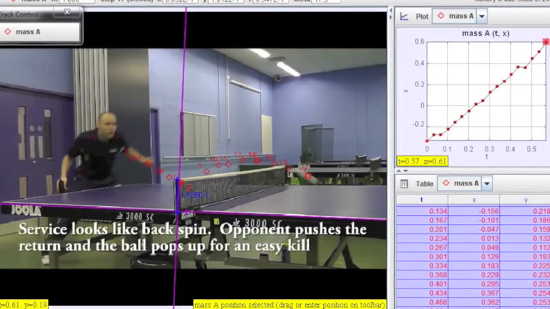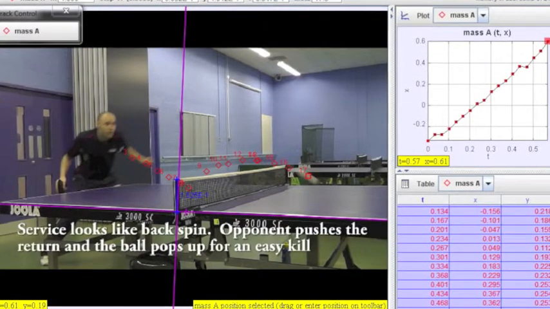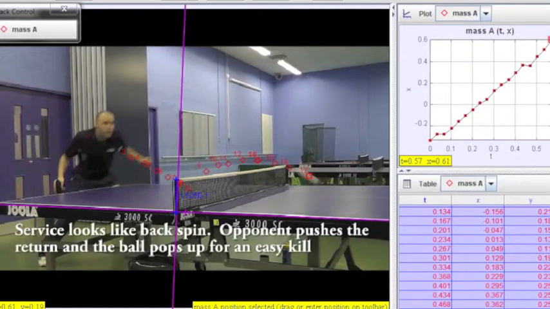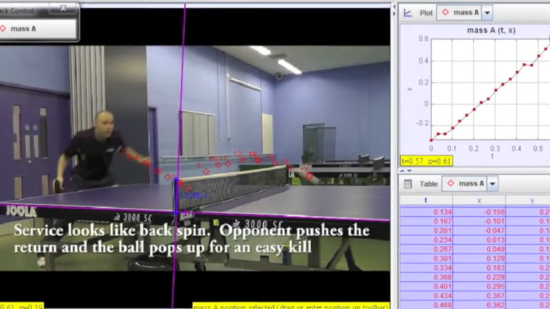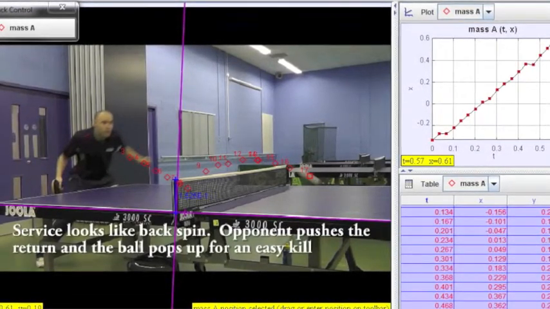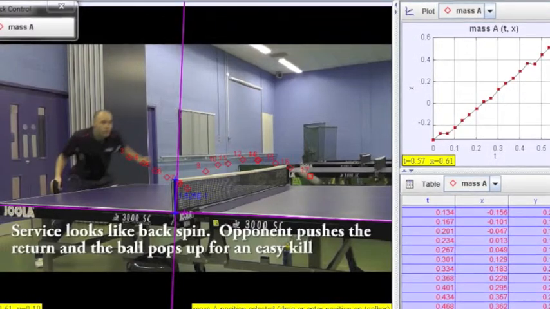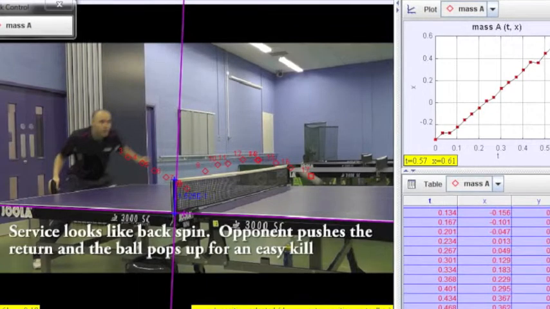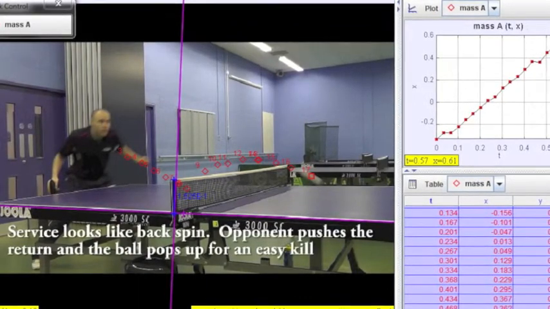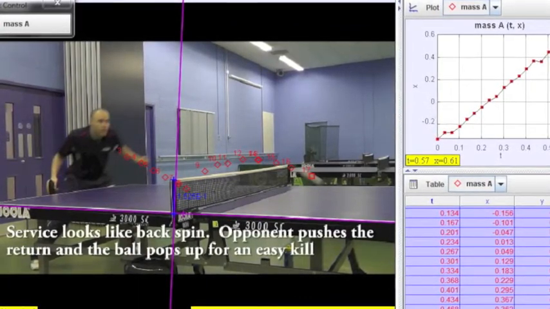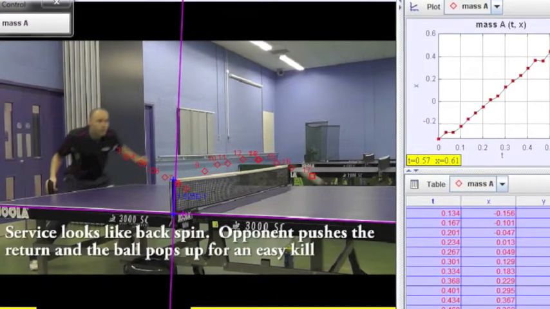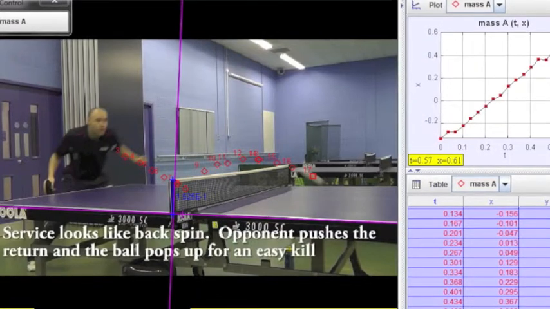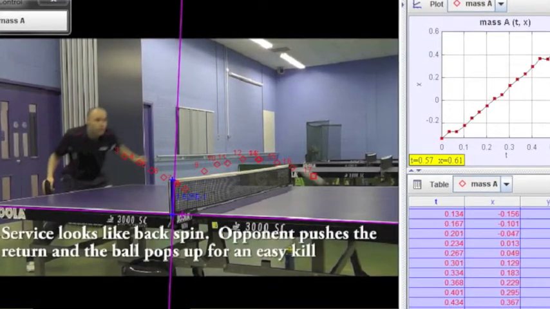First, I analyzed the movement of a no-spin table tennis serve. The mass of the table tennis ball is 0.0027 kilograms, and the initial position of the ball was negative 0.332 meters in the x direction and 0.265 meters in the y direction. I set up my axes and tracked the movement of the ball. I found the initial velocity of the ball to be 1.647 meters per second in the x direction and negative 0.3235 meters per second in the y direction.